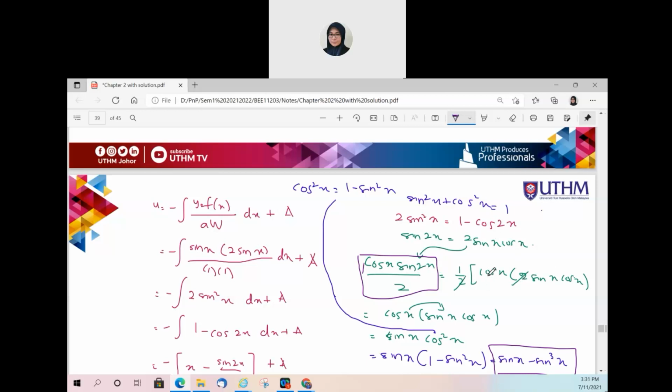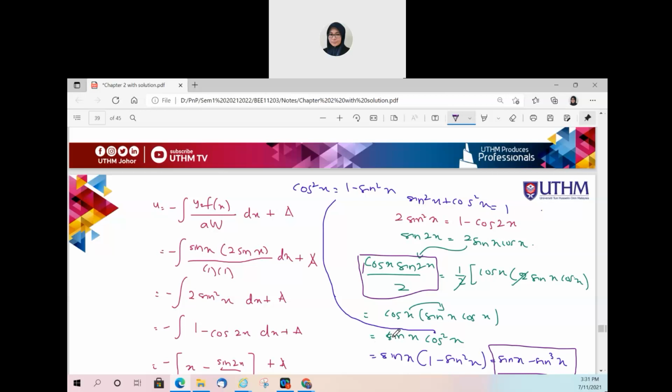So setengah dengan 2 ni you cancel. Then you have cos x dalam kurungan sin x cos x. Then you darabkan cos x dengan ni. You dapat sin x cos kuasa 2x. Sampai sini faham tak? Faham.